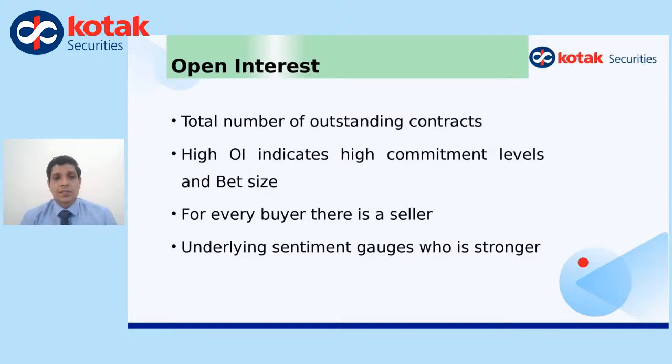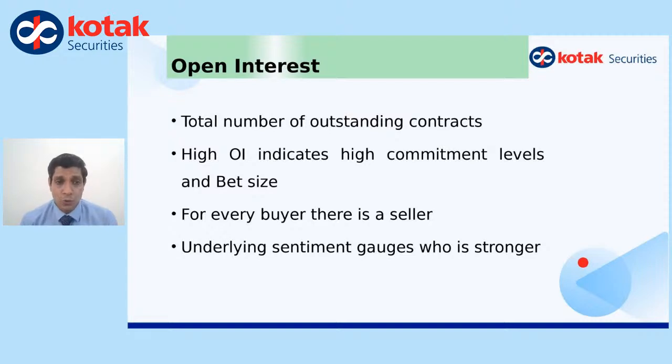So open interest basically is total number of outstanding contracts. Now, how the contracts are calculated, you will come to know in a bit. So, as I said, the high open interest indicates high commitment levels and the bet size, and you could probably gauge which side the market is going, whether it is with the stronger hands or the weaker hands, and also tells the sentiment of the market.